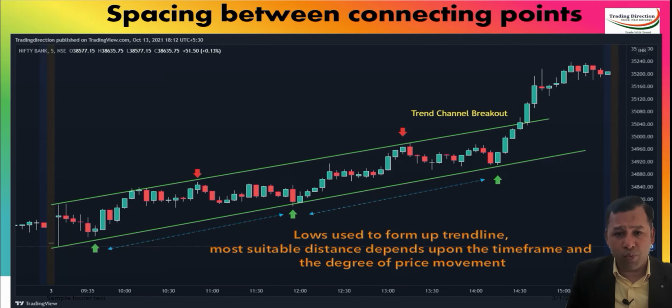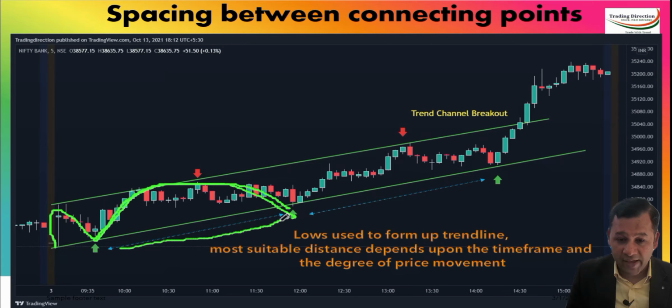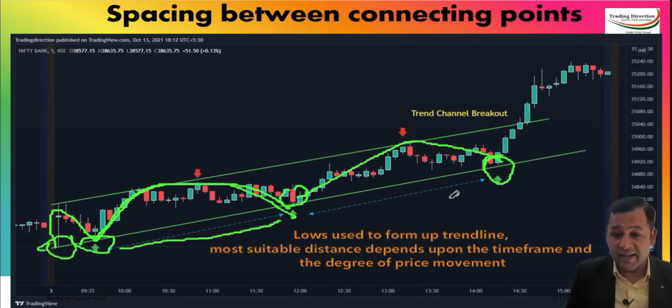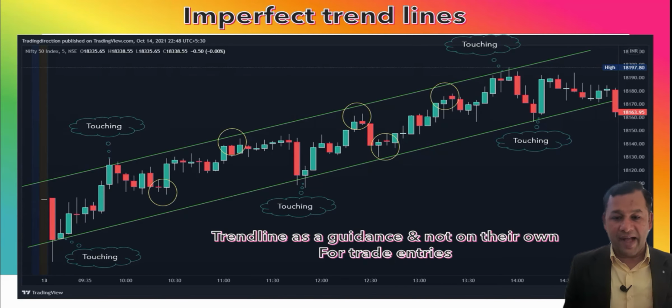Spacing between the points matters. If the touch between the first time and second time has taken a considerable duration, this much amount of time to touch this trend line, and next time also it is taking time, then this is acting as a valid trend line and it is bouncing very sharply. So the time between the touches also matters. Use trendline as a guidance and not on its own for trade entries.